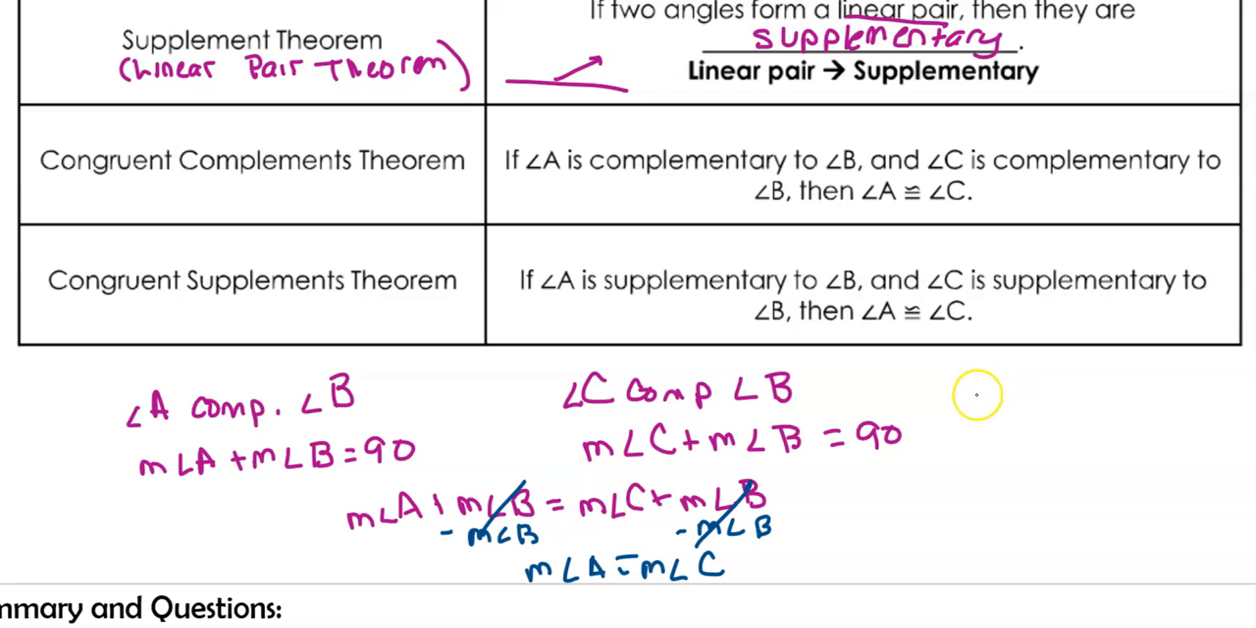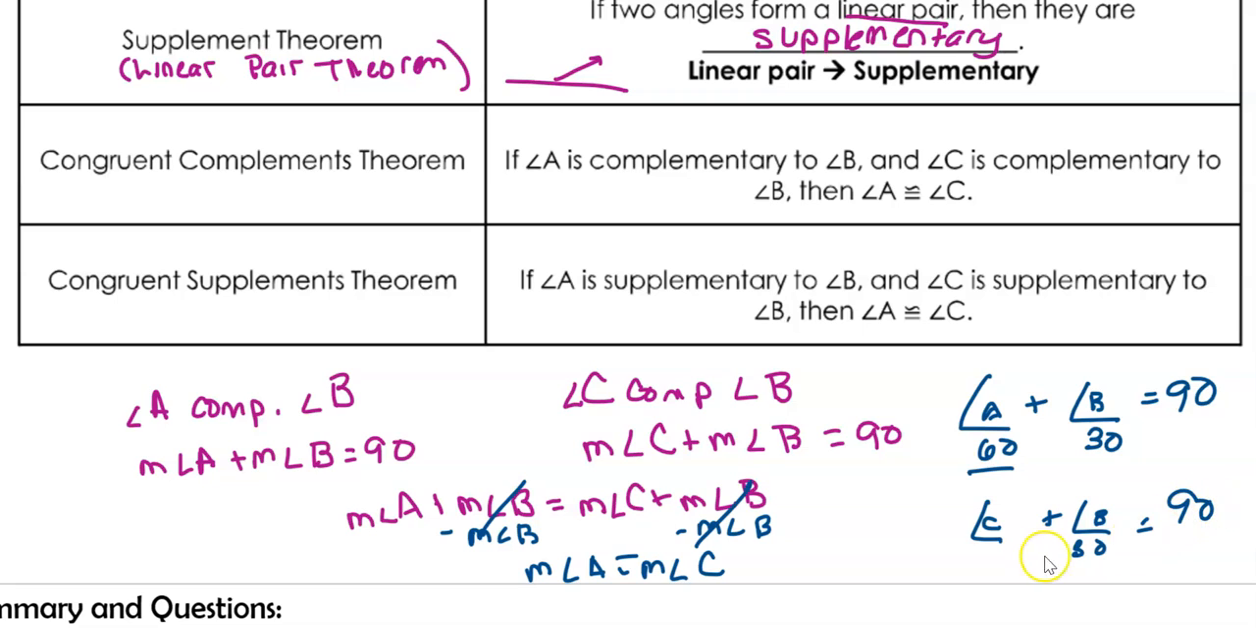Now that makes sense because if I know that angle A plus angle B is 90, and I know that this one is 30, well then doesn't this have to be 60? Same thing if I have this angle C plus angle B, well angle B is still 30, which means that this is still 60. So from a numeric side it works. And then this is actually a proof. This is a proof that angle A is congruent to angle C because I showed that because I knew what their measurements were. So that's our congruent complements and congruent supplements theorem.